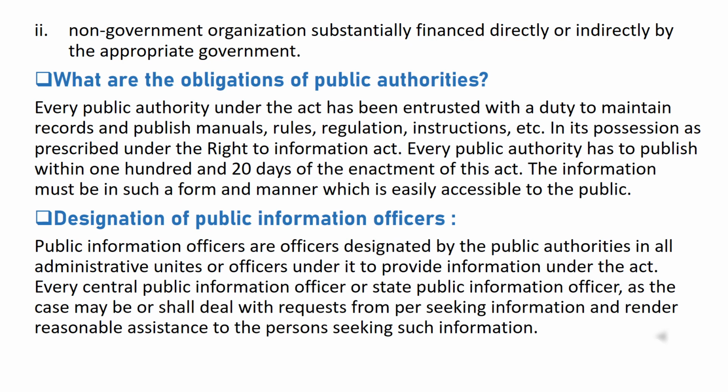Designation of Public Information Officer. Public information officers are officers designated by the public authorities in all administrative units or offices under it to provide information under the Act. Every Central Public Information Officer or State Public Information Officer, as the case may be, shall deal with requests from persons seeking information and render reasonable assistance to the person seeking such information.